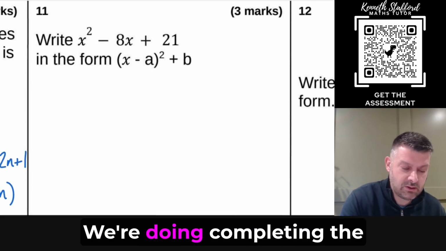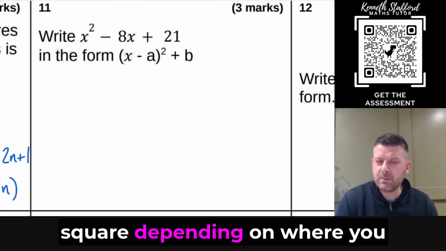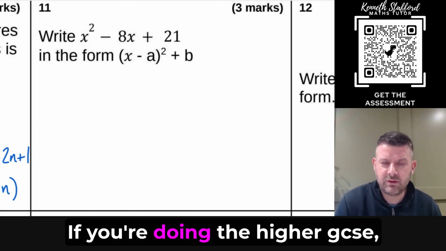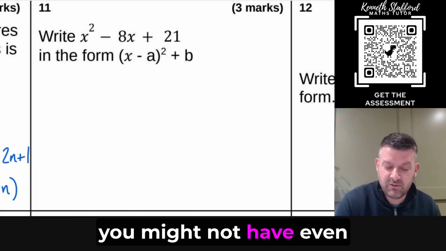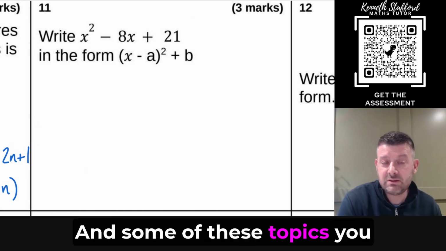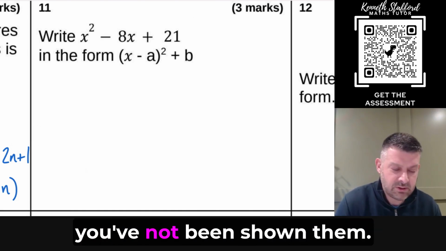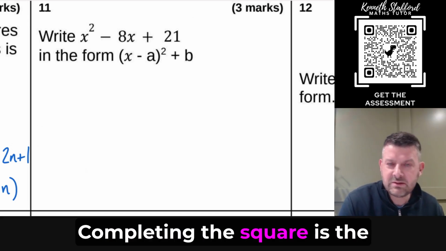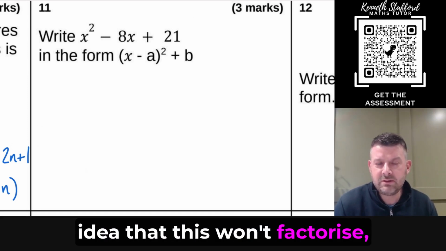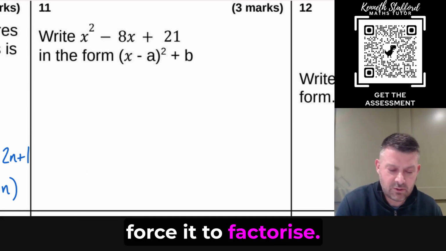Question 11, we're doing completing the square. Depending on where you are with your course, if you're doing the higher GCSE, you might not have even been taught this yet. And some of these topics you might not understand because you've not been shown them. Completing the square is the idea that this won't factorise, but we're going to try and force it to factorise.